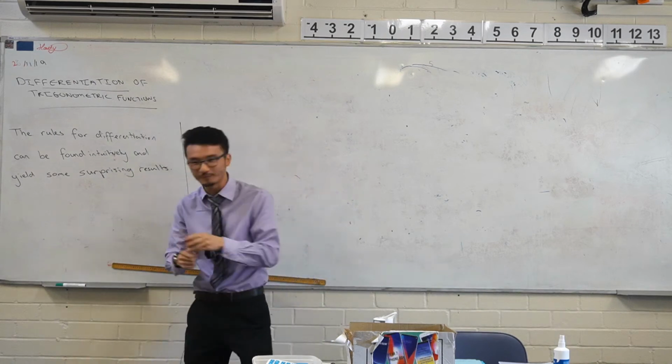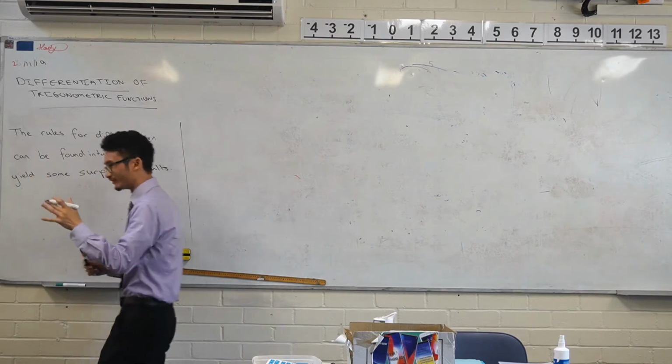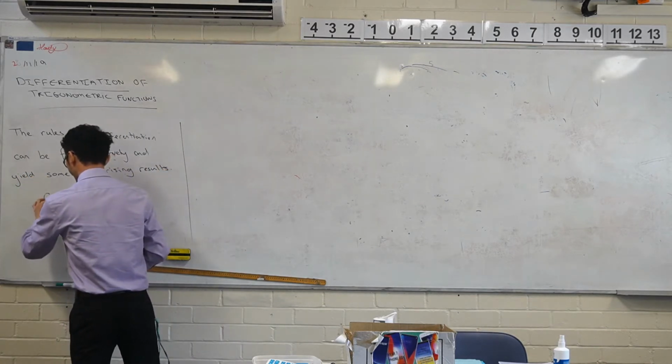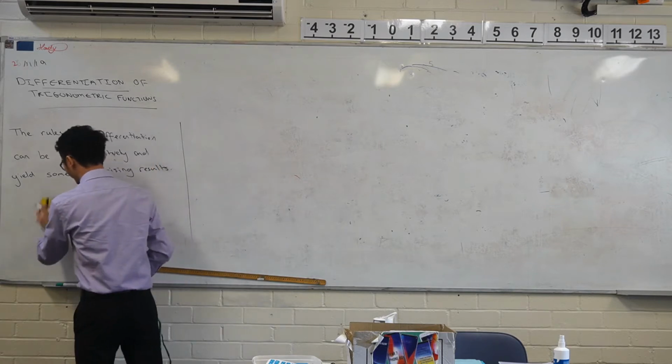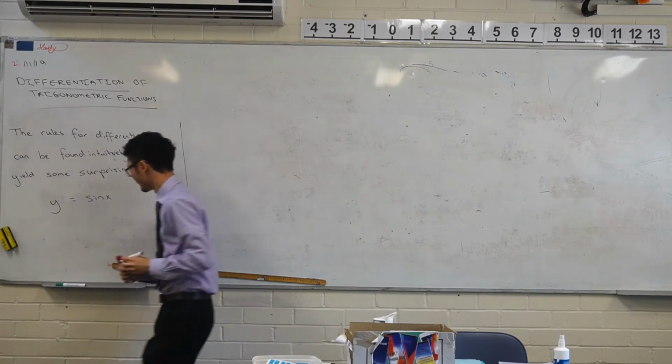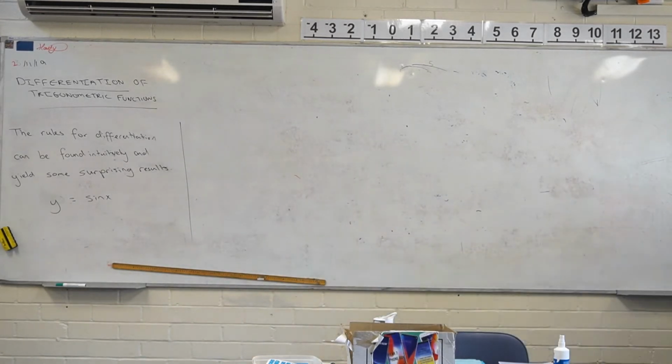Okay, let's talk about trig functions. Here's our first trig function we're going to look at. y equals sine of x. Actually, I'm going to use y instead of f of x. Why? You'll see why in a minute. So we have y equals sine of x, and we know what that looks like. We're hopefully pretty good at drawing these now.